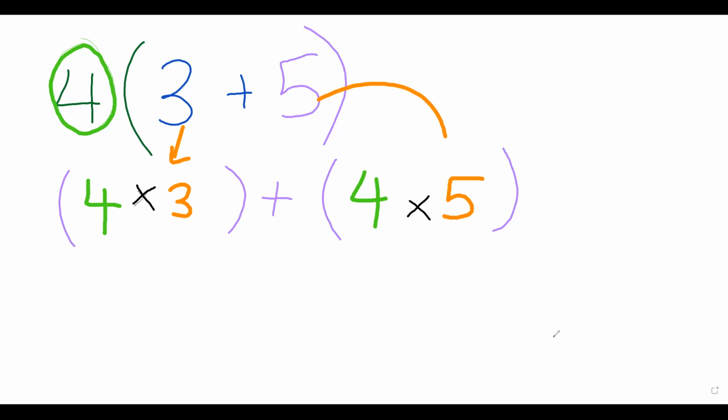Then now, 4 times 3, 12. And 4 times 5, 20. Then you're going to add them. 2 plus 0, 2. 2 plus 1, 3. So the answer is 32. You are right. Yeah, let's come back now.